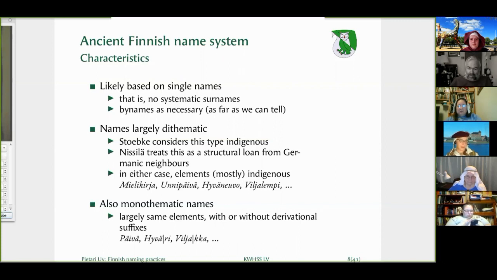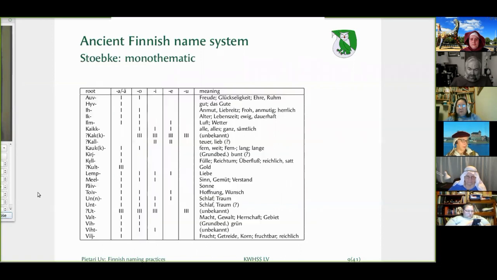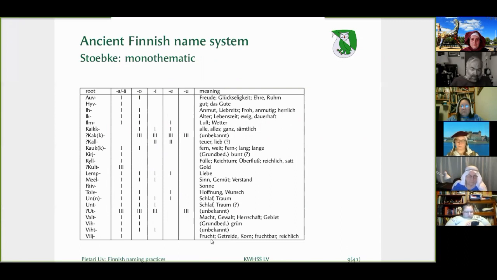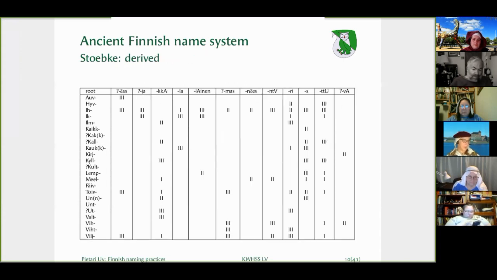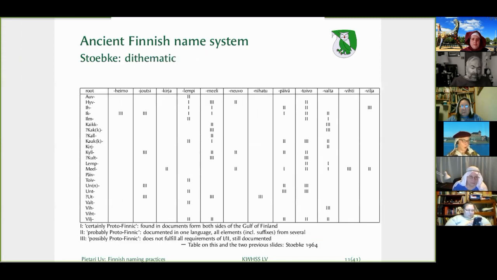Stöbke has a nice table of all the variants with the monothematic roots, with a variety of options for the final vowel, and a number of derivational suffixes that were used to form these names, and a number of second parts of these dithematic names.